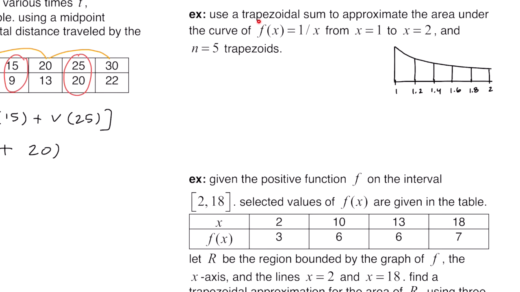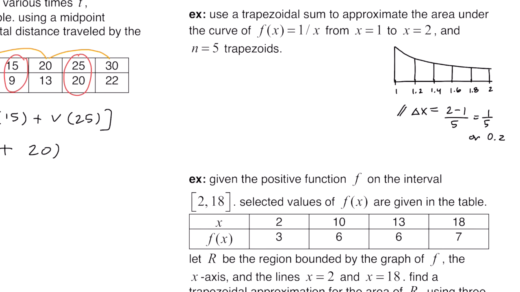This example says use a trapezoidal sum to approximate the area under the curve of f, which equals 1 over x, from x equals 1 to x equals 2, and using n equals 5 trapezoids. So first we're going from 1 to 2, so what I want to do is look at the change in x. So our change in x is b minus a over n. So we end up getting for our change in x 1/5 or 0.2.